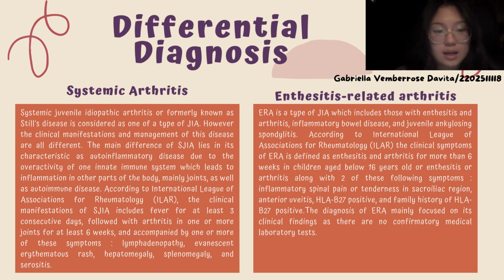Next, enthesitis-related arthritis is a type of JIA which includes those with enthesitis and arthritis, inflammatory bowel disease, and juvenile ankylosing spondylitis. According to the International League of Associations for Rheumatology, the clinical symptoms are defined as enthesitis and arthritis for more than 6 weeks in children aged below 16 years old, or enthesitis or arthritis along with 2 of the following symptoms, such as inflammatory spinal pain or tenderness in the sacroiliac region, anterior uveitis, HLA-B27 positive, and family history of HLA-B27 positive. However, the diagnosis of ERA mainly focuses on its clinical findings as there are no confirmatory medical tests.